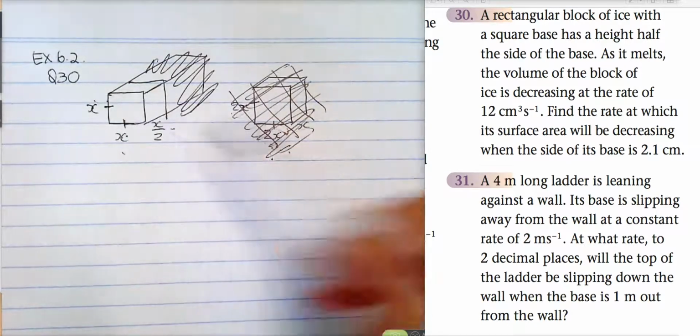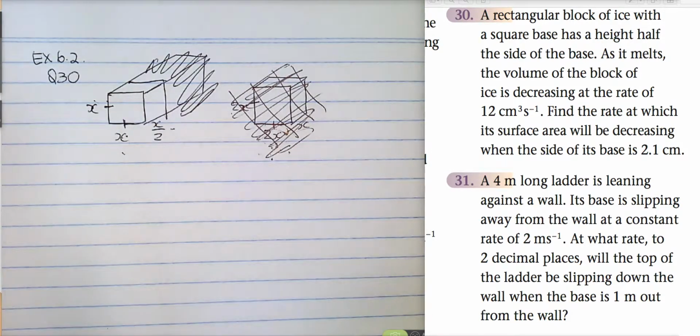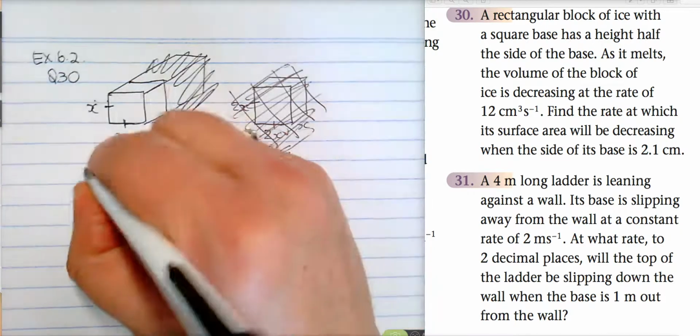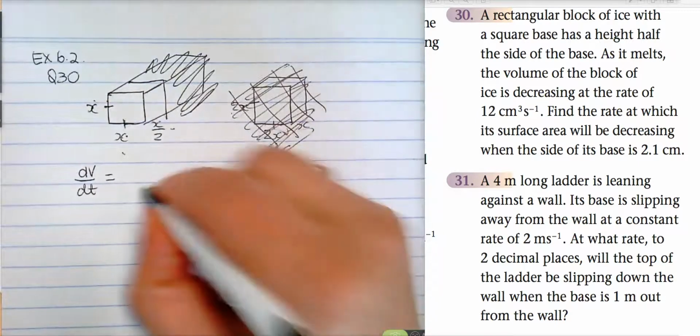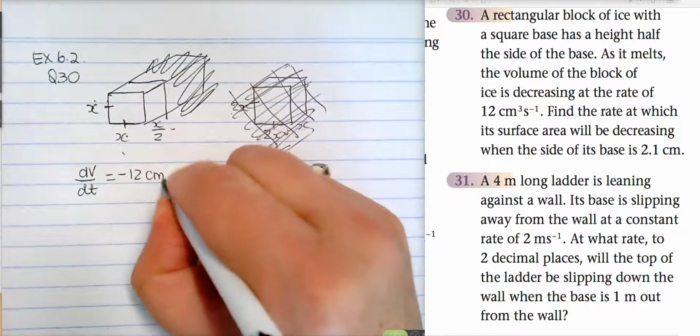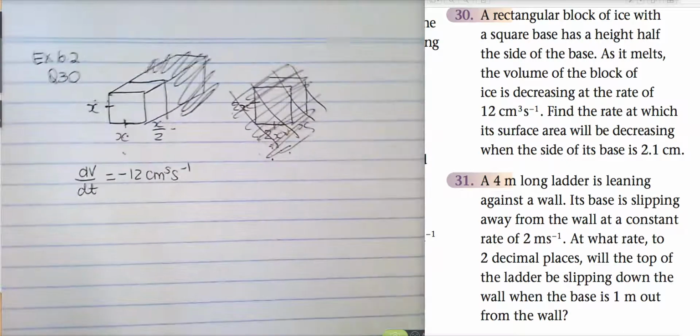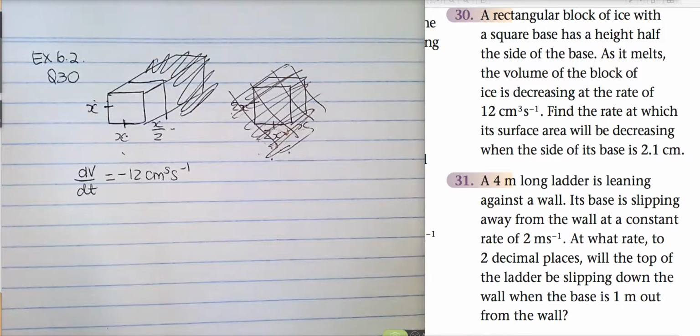So what's it asking you, or what information do you have? We've got x, x, x on 2. As it melts, the volume of the block of ice is decreasing at that rate. What does that mean? dV/dt is negative, because it's decreasing, negative 12 centimeters cubed per second. It says find the rate. What else do we need? We need a few other things. The question involves volume and it involves surface area. So why don't we work out the volume and the surface area? Write out the formulas. You need to write them out both.